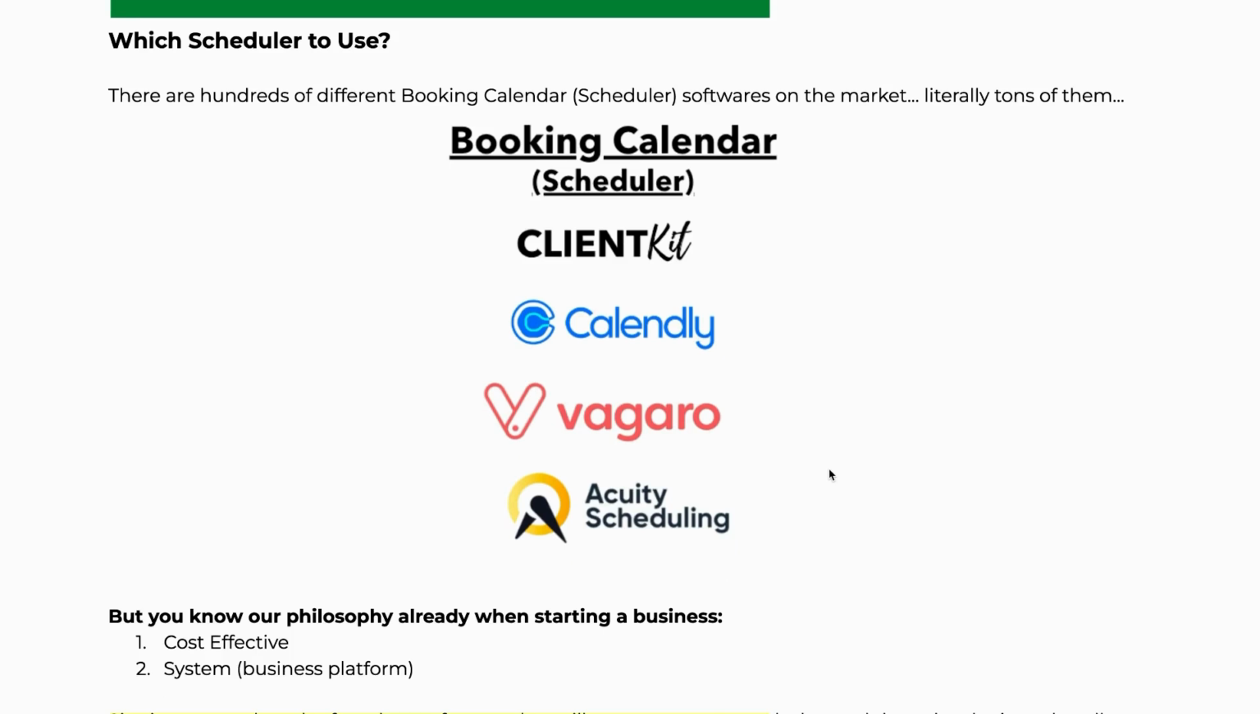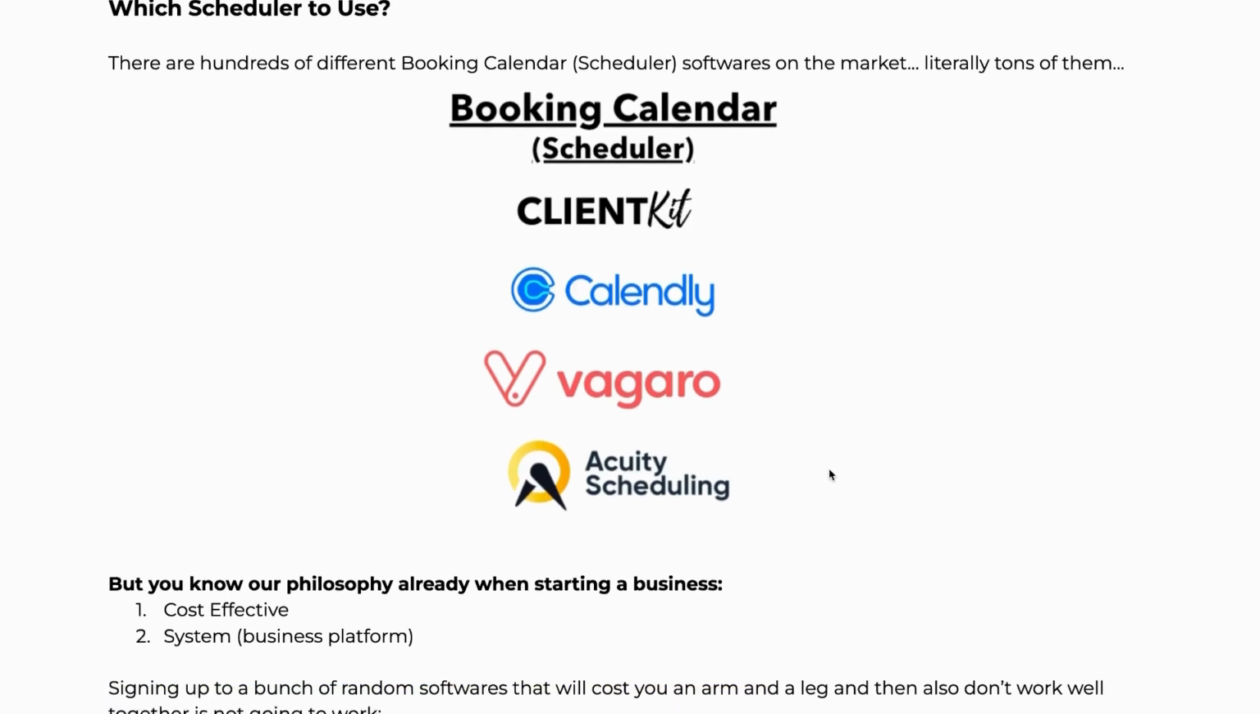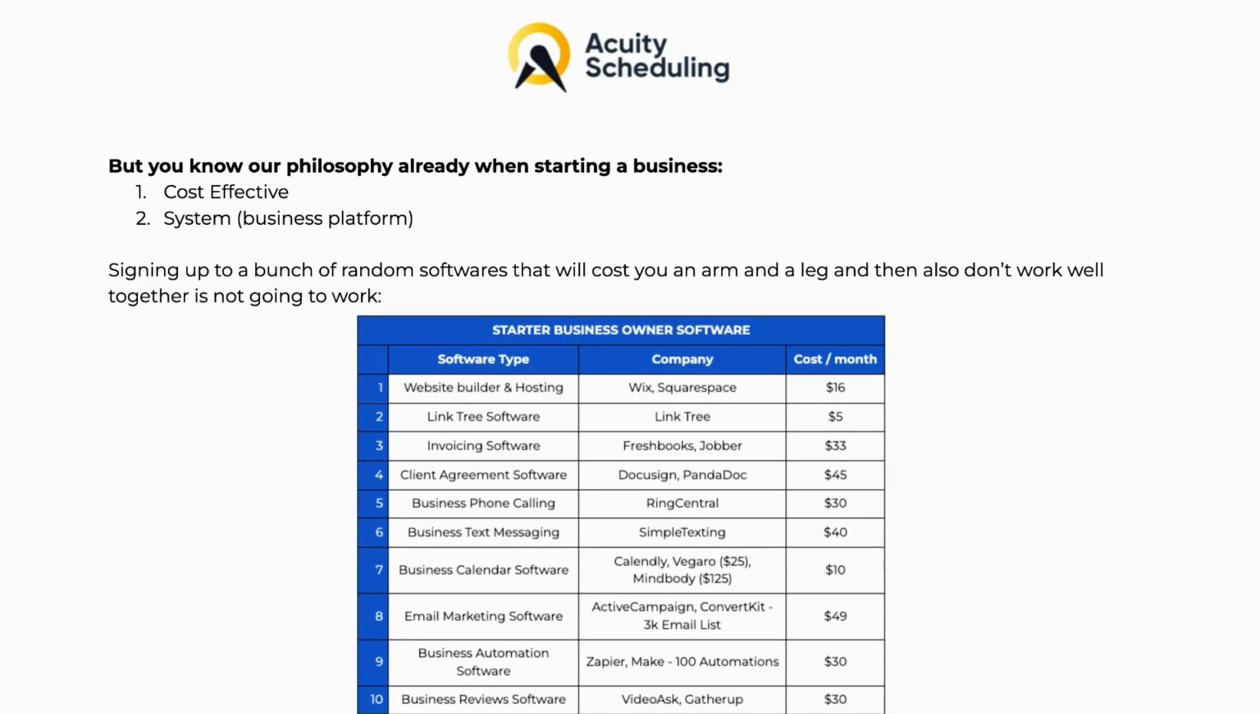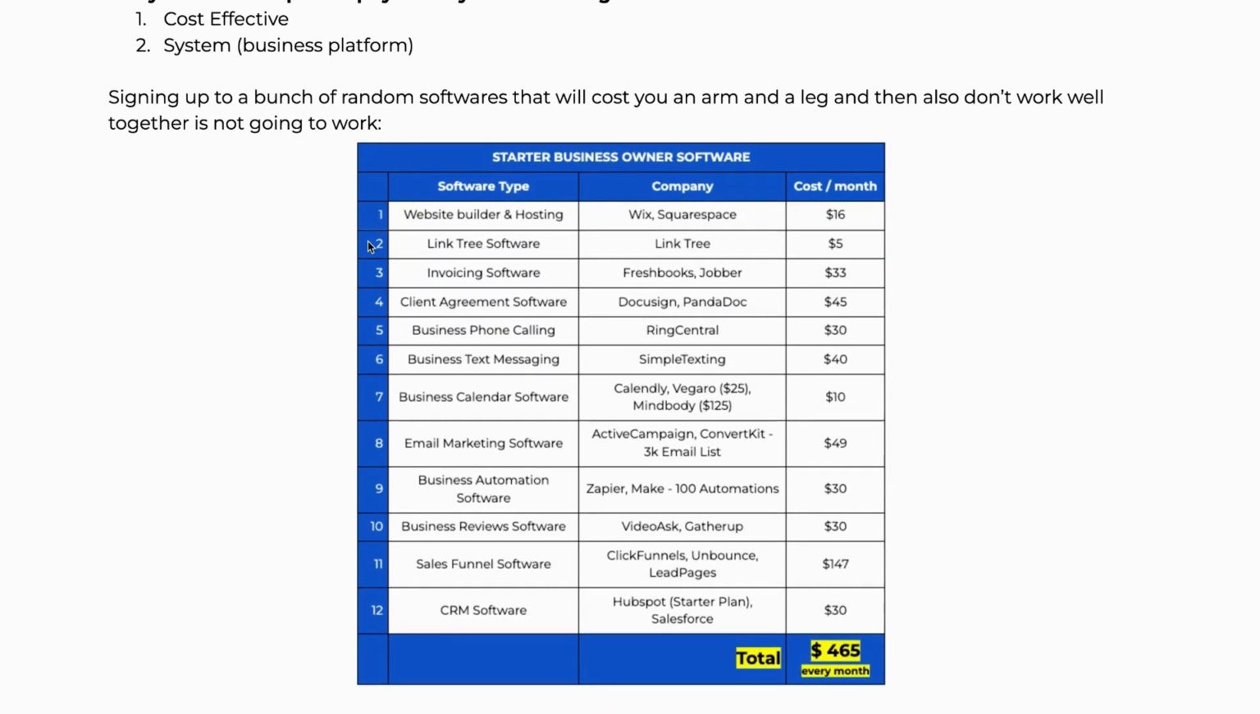However, you know what our philosophy already is when we talk about starting a business, right? We talk about, hey, it's got to be cost effective. This is very important for us, right? When you're starting out a business, you don't want to be out there just spending a bunch of money randomly, right? It has to be cost effective, and then it has to be a part of a system. It has to work together. Because if you go out there and sign up to a bunch of different softwares that cost you not only an arm and a leg, but then on top of that, they don't actually work together, and you're still paying $400 plus per month, and they're not even all working together as a business platform.